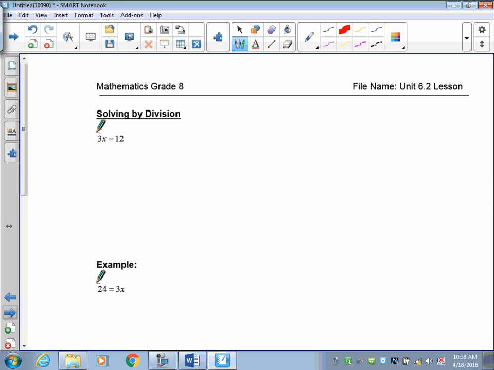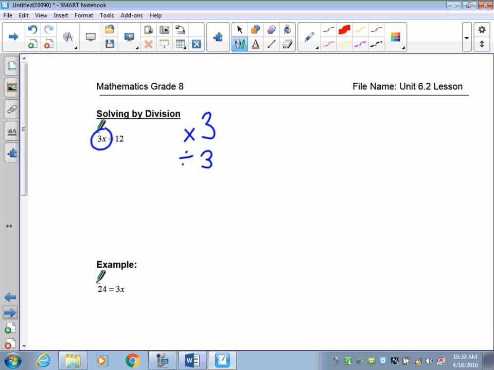Now this is solving by division. So I'm going to do the first one, then I'll let you do the second one. What am I doing to the variable right here? If you look at it, I am multiplying by 3. So in order to undo multiplying by 3, I've got to divide by 3. Now, I need you, because we're going to be using a lot of numerators and denominators and fractions later on, we're going to stick with numerators and denominators.